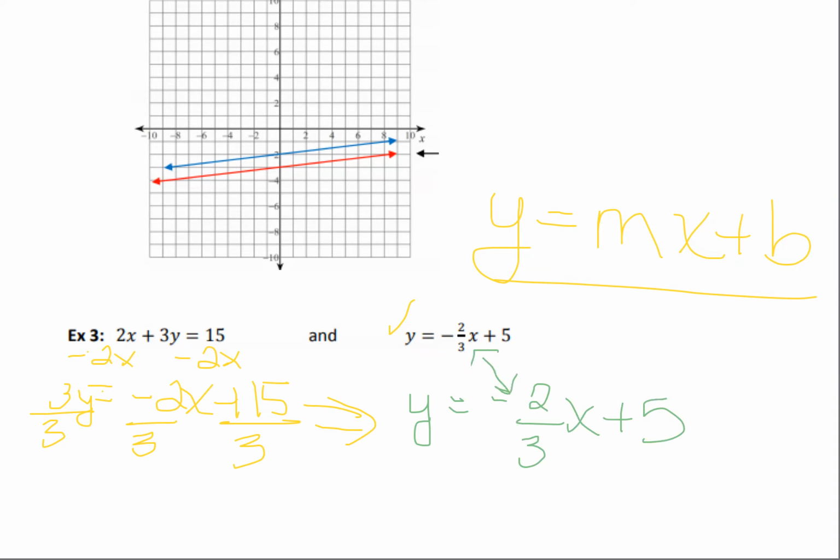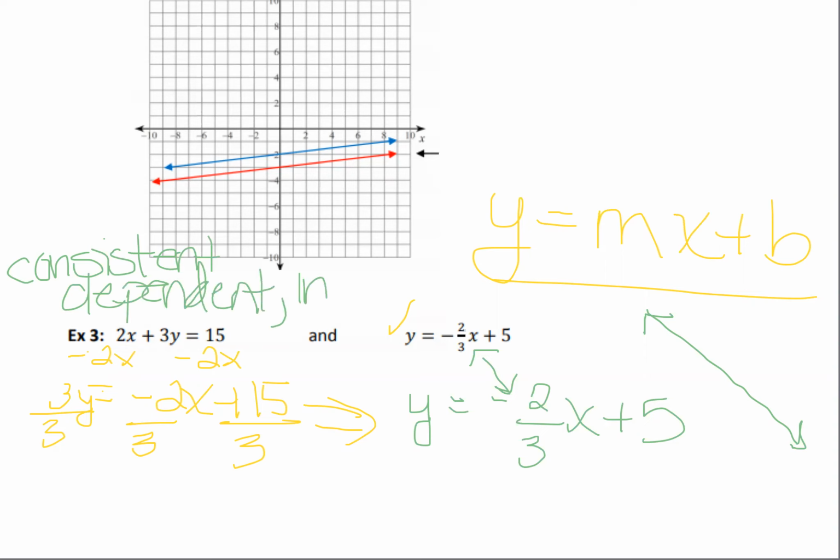What's that look like? So that is the exact same equation. So that is going to graph as one line. In that case, this one is consistent, dependent, and has infinite solutions. Okay, so one of each type with our graphing.